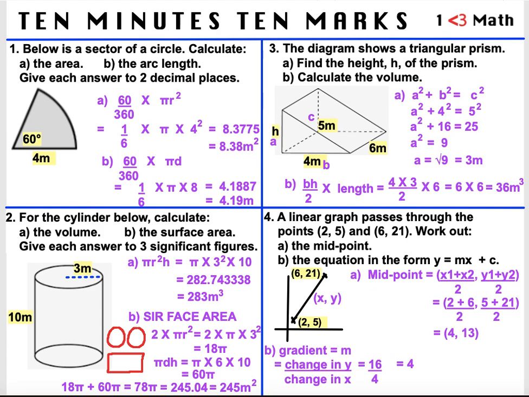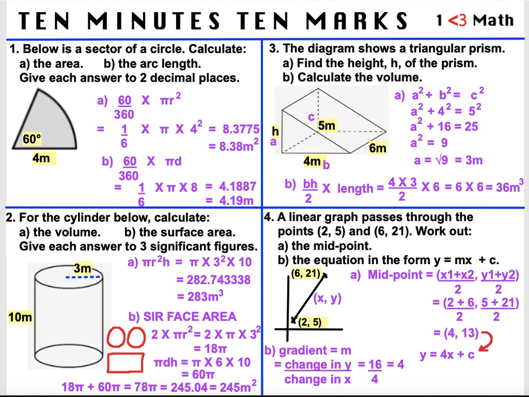So what we can do now is we can rewrite y equals mx plus c. We know what the gradient is, so we can write it as y equals 4x plus c. Now you can sub in any of these coordinates, any pair, so 2 and 5, x and y, we could sub in. We could sub in x equals 6 and y equals 21. But actually, I'm going to sub in the midpoint. So I'm going to sub in x equals 4 and y equals 13 into our equation. We've got only one thing we don't know, so this will enable us to find c, which is the intercept. That's where it cuts the y-axis.